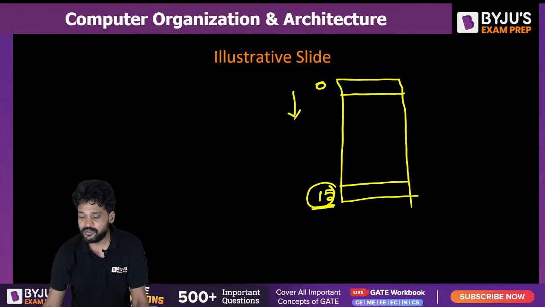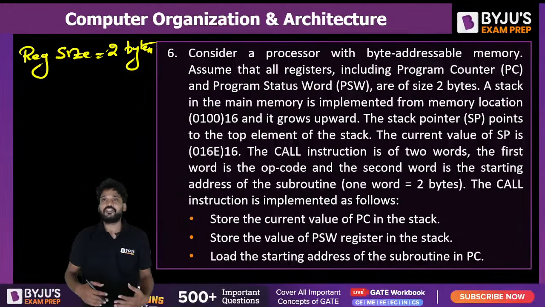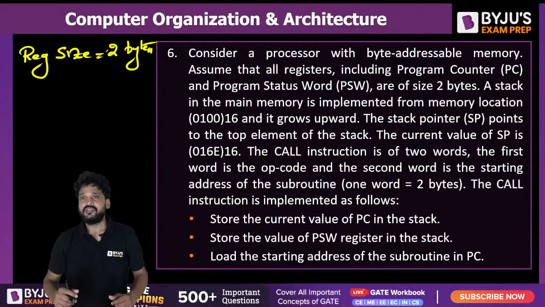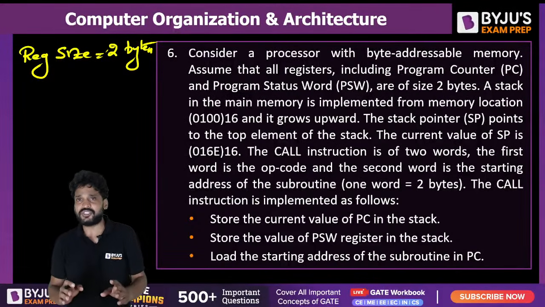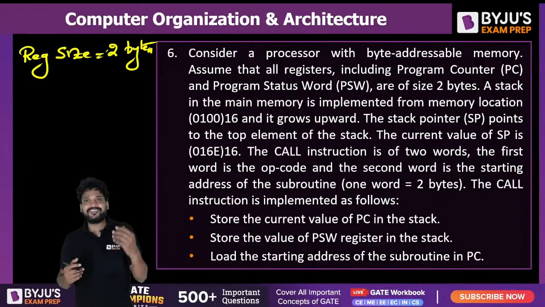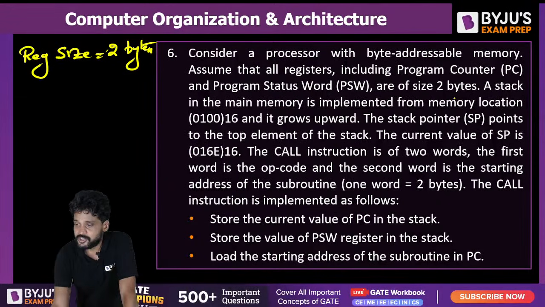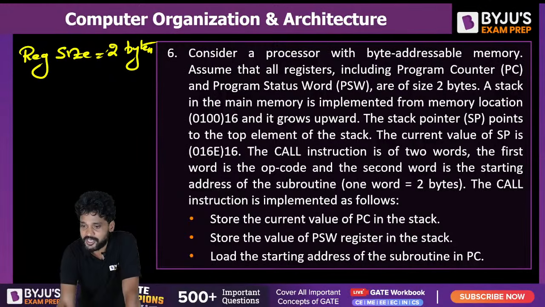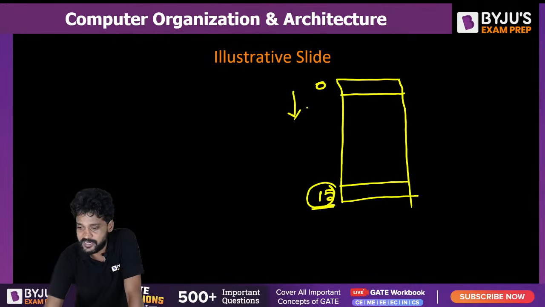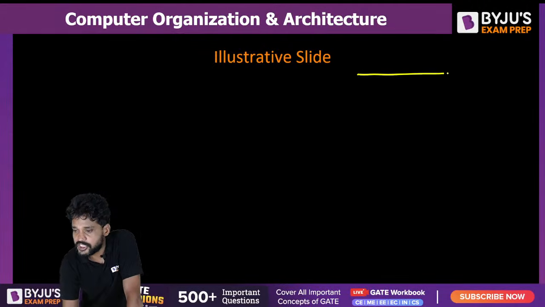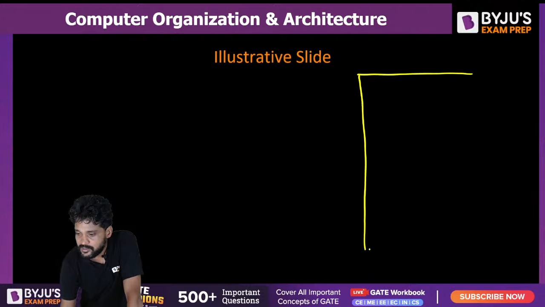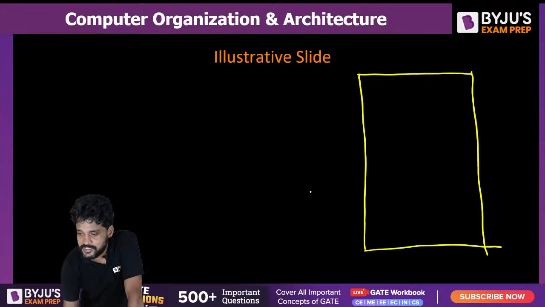But we don't need to think about the downward stack, since we've been provided with the upward stack. We can stick to the basics of what we already know about the stack. There's an upward stack, right? A stack in the main memory is implemented from the memory location 0100 and it grows upwards. For that, let me take the help of the illustrative slide. Let me draw the memory. Let us say this is our main memory. In the main memory, the stack is starting from 0100. The origin of the stack is 0100.